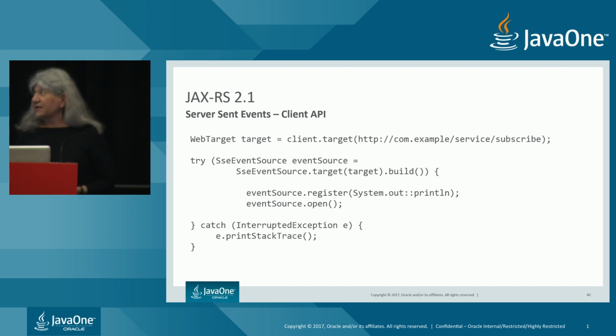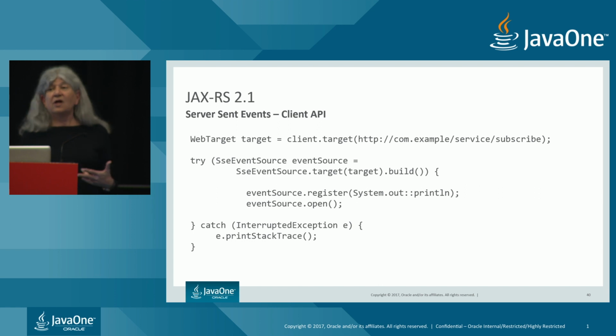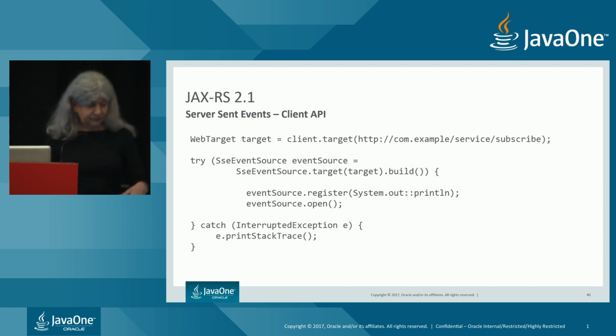So on the client side, you might have something like this. We're getting back an event source, and then with this event source, we're registering the method that we want to have invoked when the event comes in. And then to kick off the flow of notifications from the server, we open the connection with the event source open method.